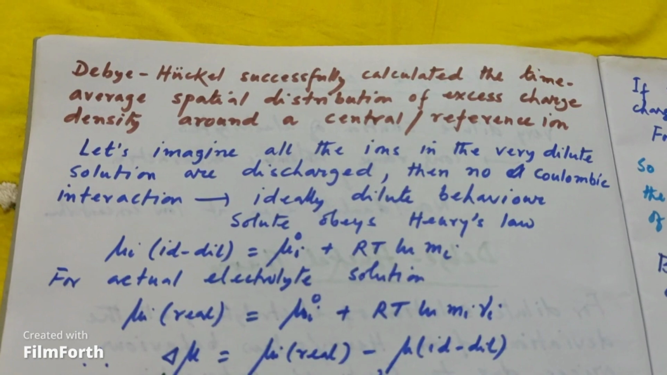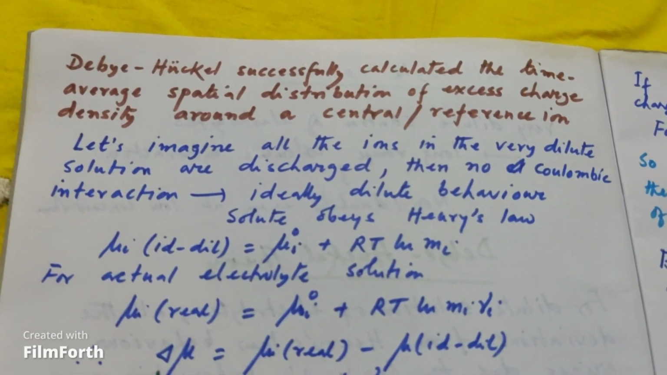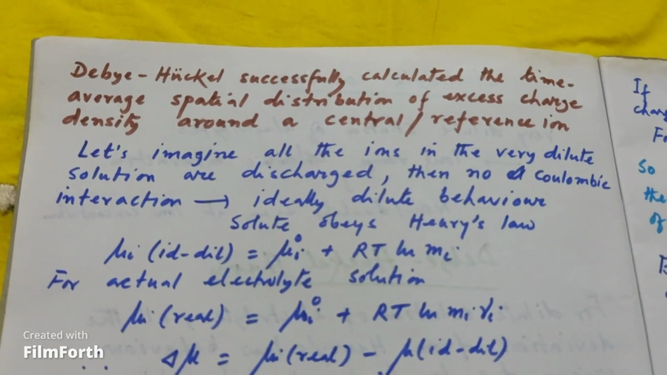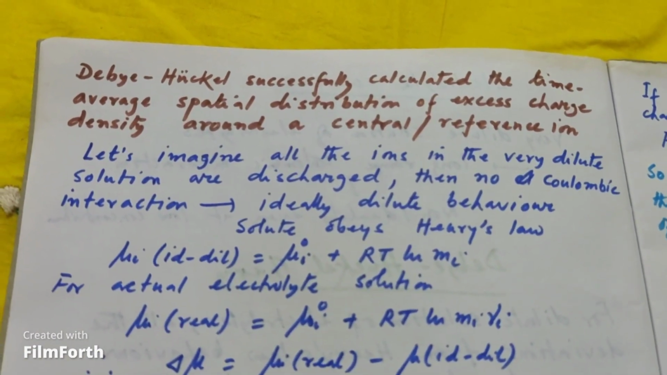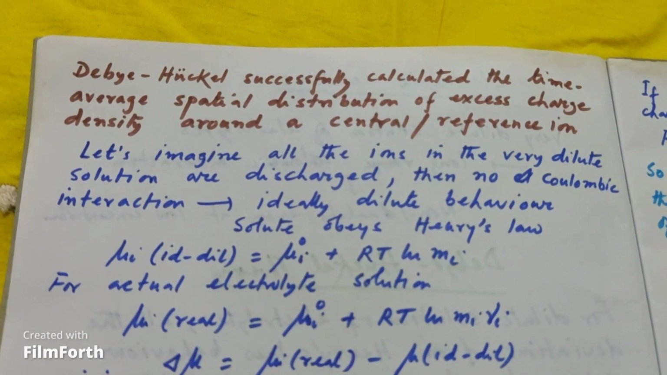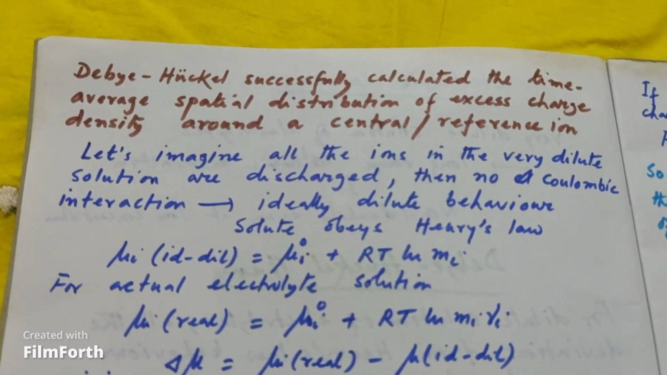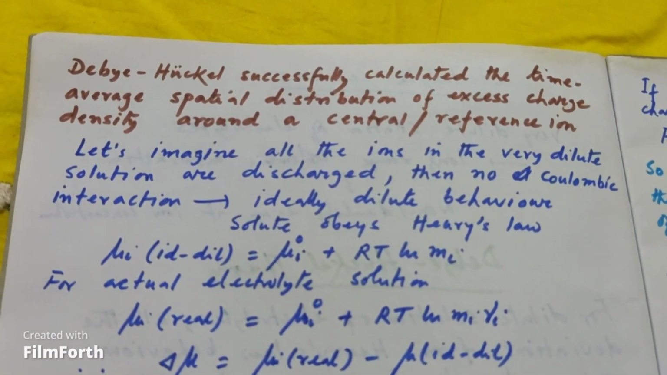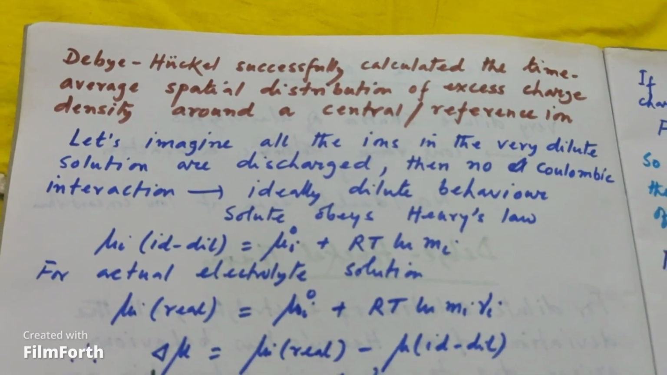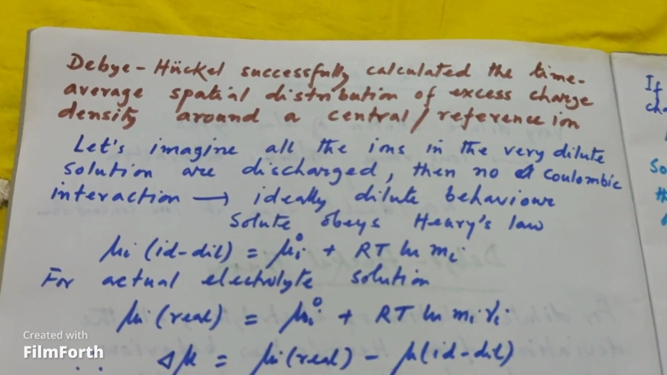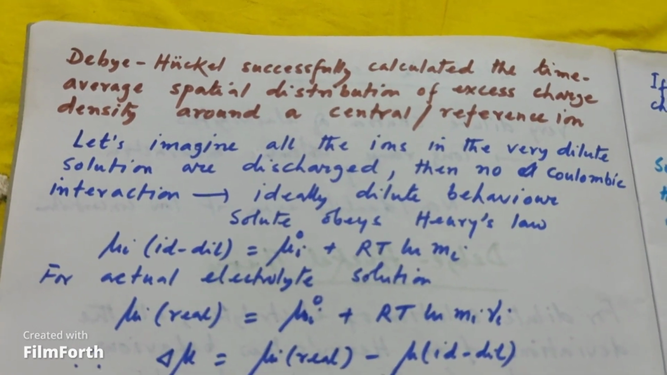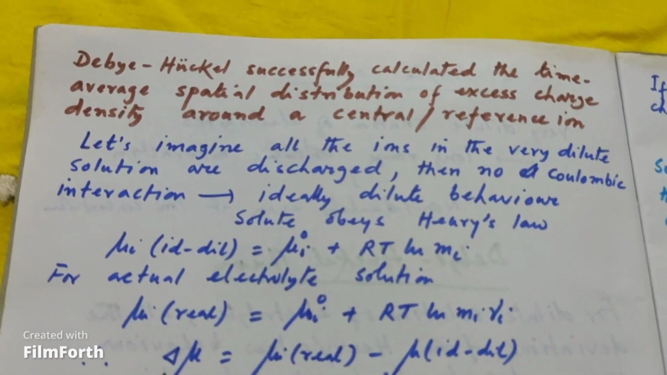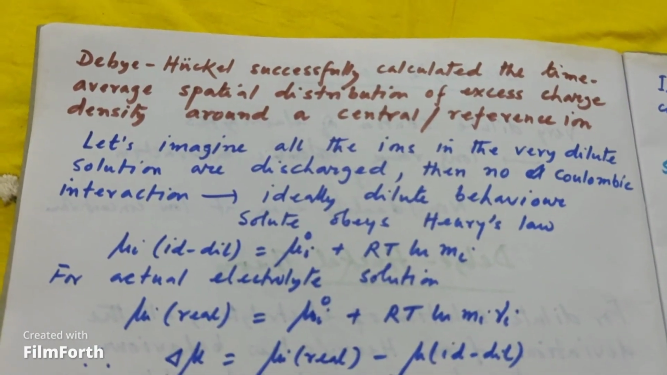Why is it a time average? Because this ion atmosphere is not fixed; it is a temporary arrangement. Ions are dynamic in solutions, so the number of positive and negative ions changes within a vicinity, but at any time, surrounding a positive ion there is a net negative charge of negative ions.